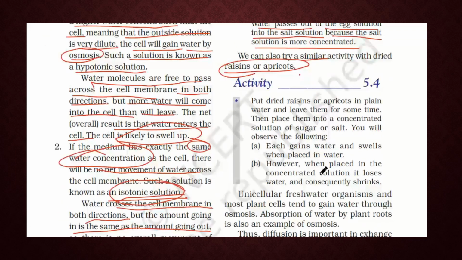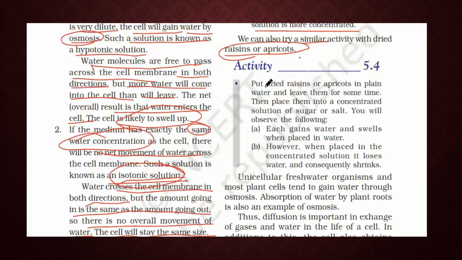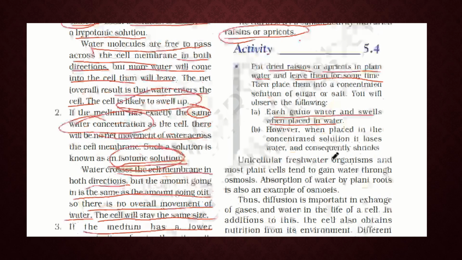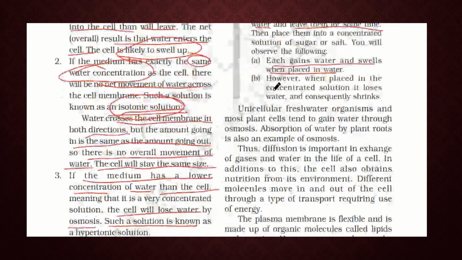Now we are putting another activity. See, put dried raisins or apricots in plain water and leave them for some time. Then after some time what we will observe is that each gains water and swells when placed in water. However, whenever you are putting them in concentrated solution, it loses water and they consequently shrink. Okay, so this is what is happening.